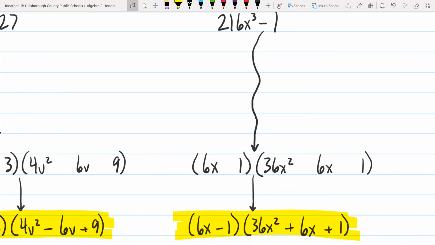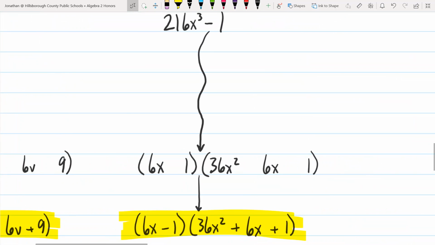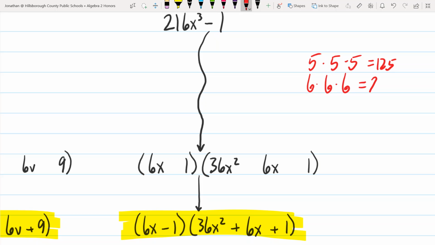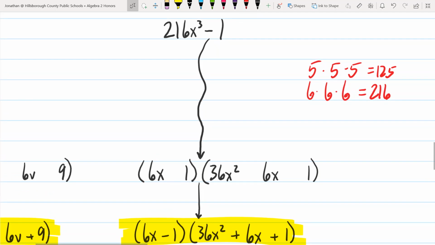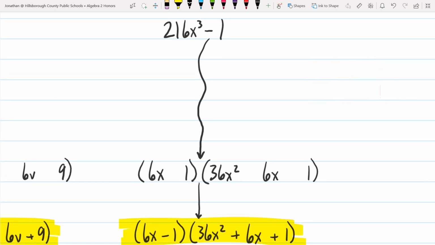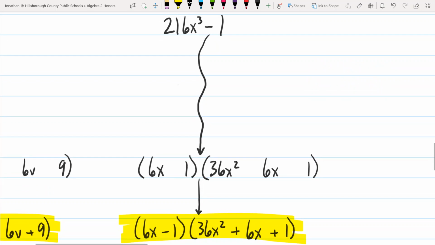Now, 216 might seem like a large number, but realistically, just go ahead and sit there. You got 5 times 5 times 5. That's 125. Use a calculator. And then, oh, hey, 6 times 6 times 6 is 216. Bada bing, bada boom. Don't let the big numbers intimidate you. And yes, 1 is a perfect cube. Pro tip, 1 is a perfect everything. It's a perfect square, cube, fourth, fifth, etc. So if you see 1, that just made your job a lot easier because the cube root of 1 is 1. And 1 squared is 1.